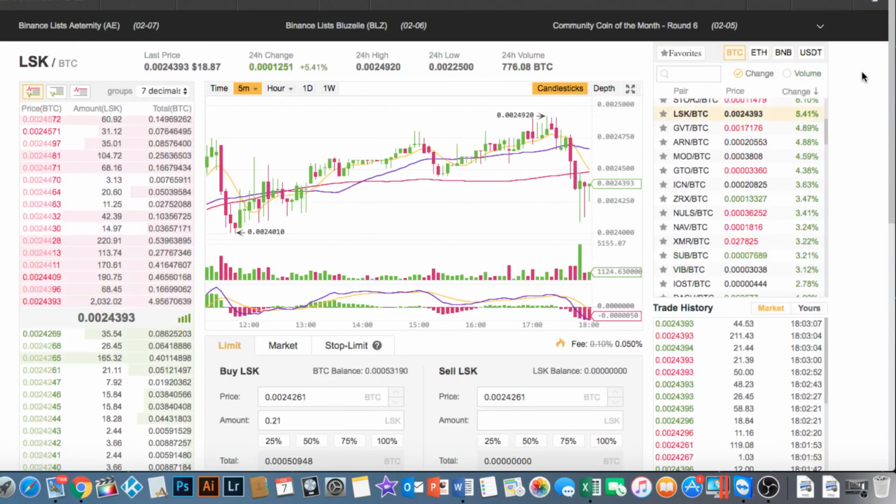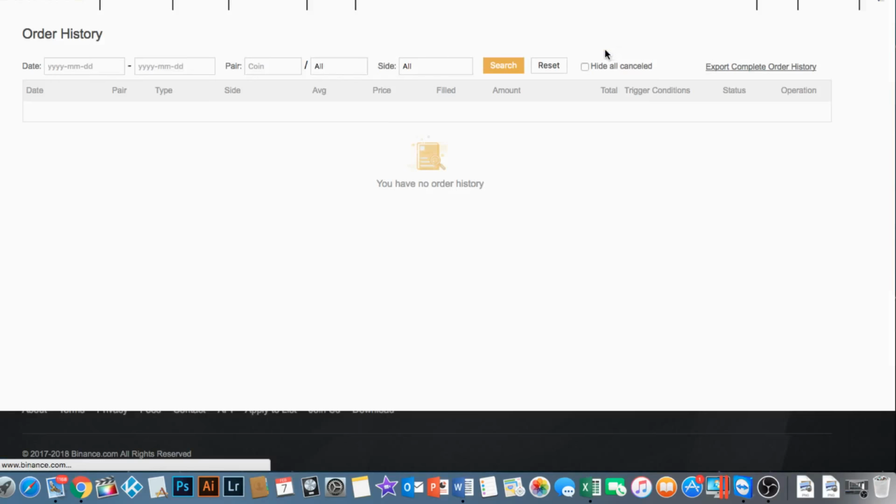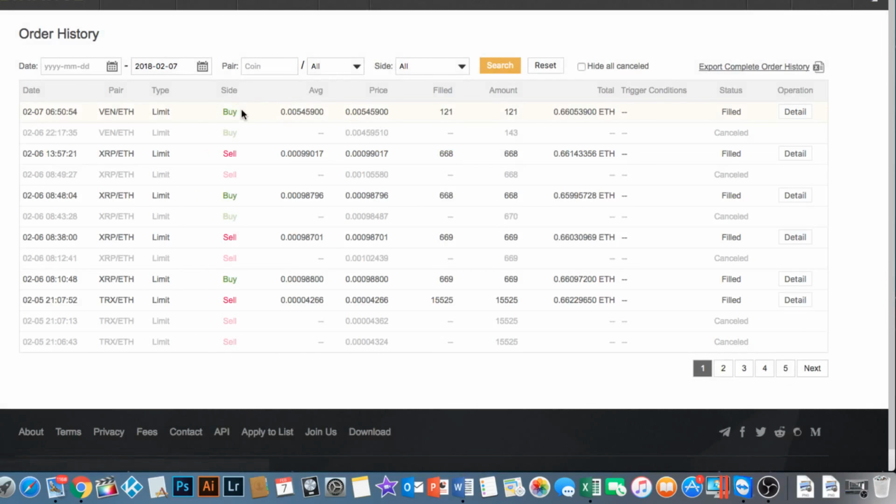And you can go up to your order history, and you can check your order history to see if it actually bought, purchased, sold. Here's all your history. So that's how you would go about buying one of the cryptocurrencies.